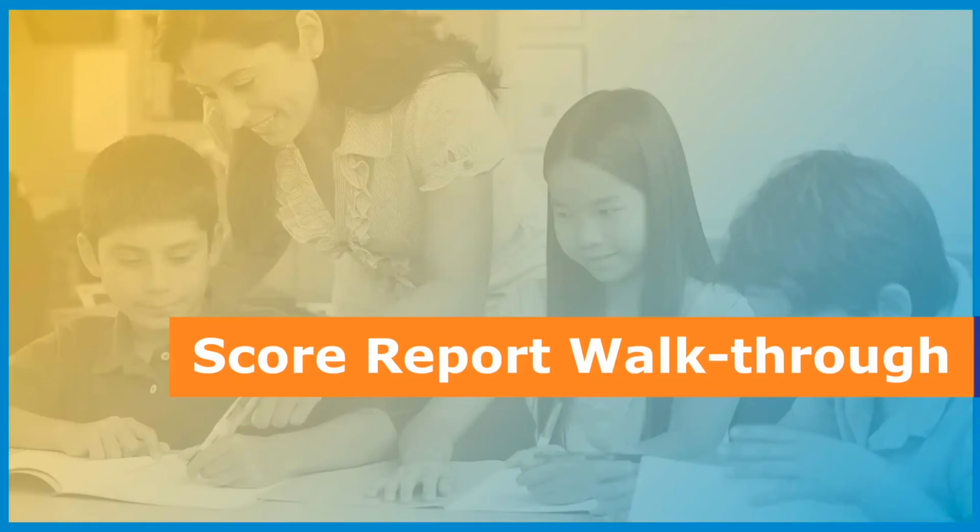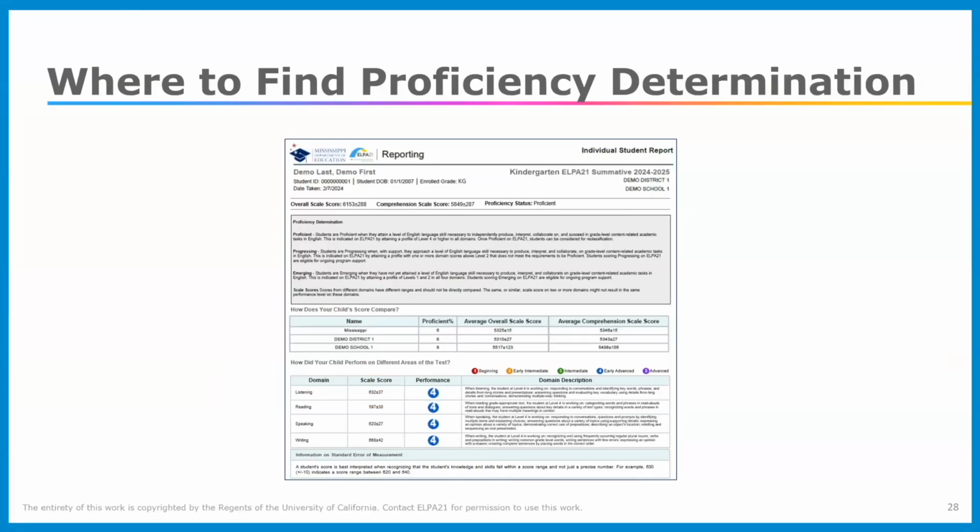Scores on summative assessments include proficiency categories and proficiency descriptors, domain levels and domain performance level descriptors, and on the ELPA summative, modality scores and modality performance level descriptors. Let's see how that looks on a score report. We've just reviewed ELPA21's definition of proficient. Now let's locate that on an individual student report, or ISR.